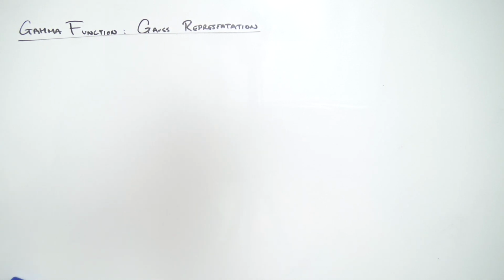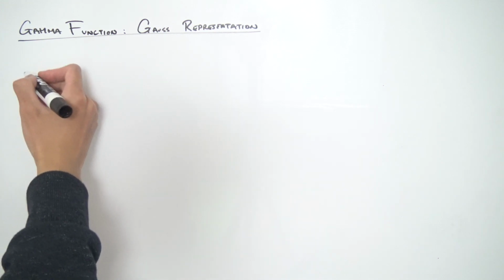Greetings everybody, and today we're going to be deriving the Gauss representation for the gamma function. This is quite an important result because you can then use it to derive the Euler and Weierstrass infinite product representations for the gamma function, and you can use those to study some interesting features of the gamma function itself. So let's just jump straight into the derivation.